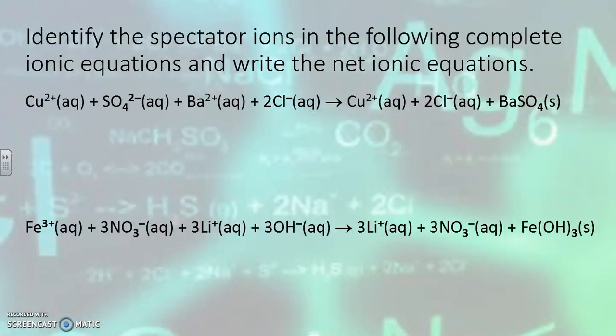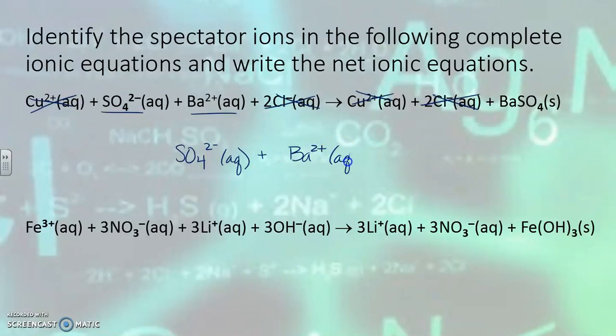All right, it says identify the spectator ions in the following complete ionic equations and write the net ionic equation. Remember, the spectator ion is whatever shows up on both sides. All right, so copper is on both sides and chlorine is on both sides. So our net ionic equation has these compounds, and it doesn't matter what order you write them in, as long as they're both on the reactant side. You put both ions on the reactant side, and then on the product side you have your salt. Easy, right?